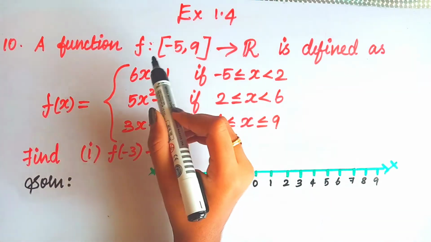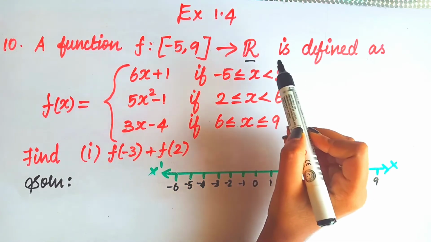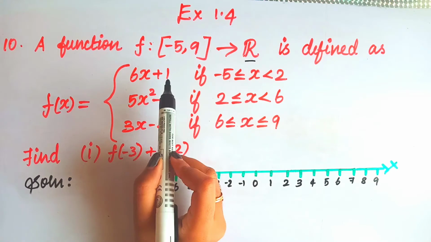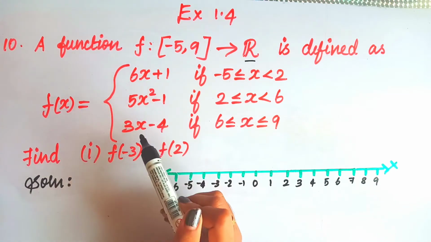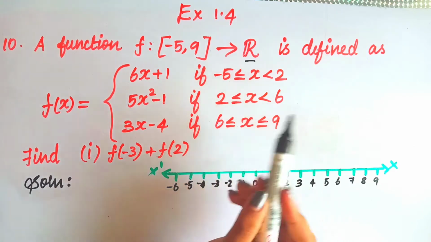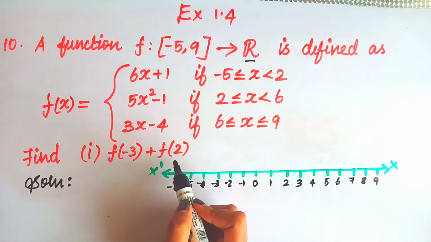A function f from [-5, 9] to R, which is a real number, is defined as f of x is equal to 6x plus 1, 5x square minus 1, 3x minus 4, and they have given their respective intervals. So we have to find the value of f of minus 3 plus f of 2.